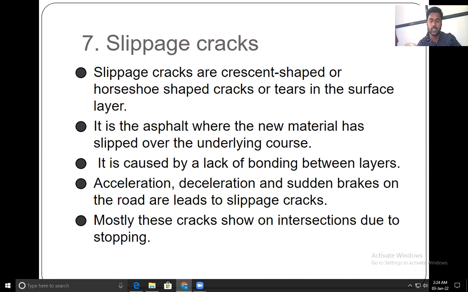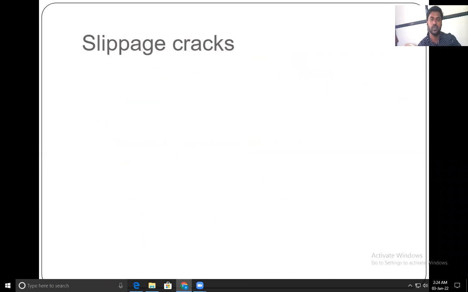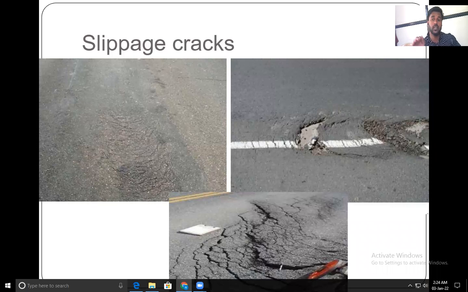Then slippage cracks, you can see in the figure, due to sudden application of the load. Suppose a truck or any heavy duty vehicle is traveling along the road, and if it suddenly applies the brake, what will happen? Whatever surface material is there will get disturbed, so it will produce cracks, and it will look like this. Proper skid resistance is not provided there.